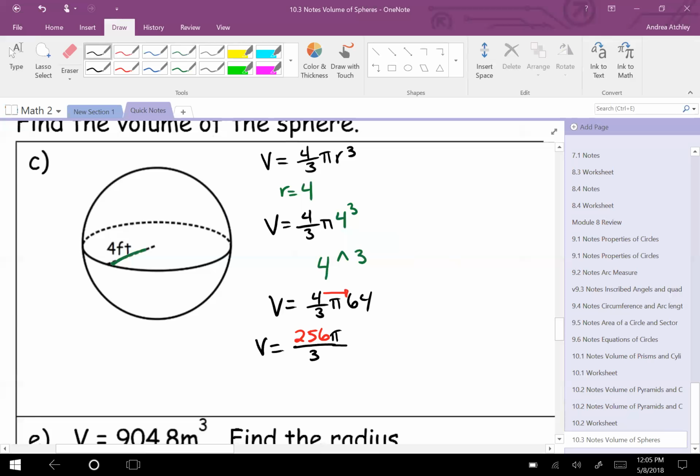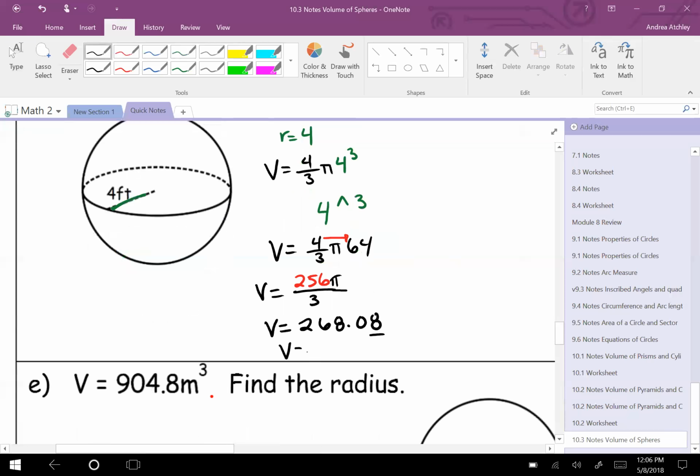Now, plug this into your calculator. 256 pi divided by 3. And you should get the volume equals 268.08. Does the 8 make the 0 move up? Yes. So your volume is 268.1 and then feet cubed because it's a volume. Any questions over that? We're all good? Okay, do the next one.